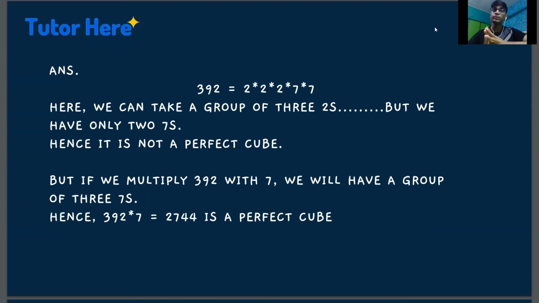So what is the smallest number that makes it a cube? If we multiply 392 with 7, we will get a group of 3 of 7s. Hence 392 into 7, that is 2744, is a perfect cube. I hope you understood the concept.